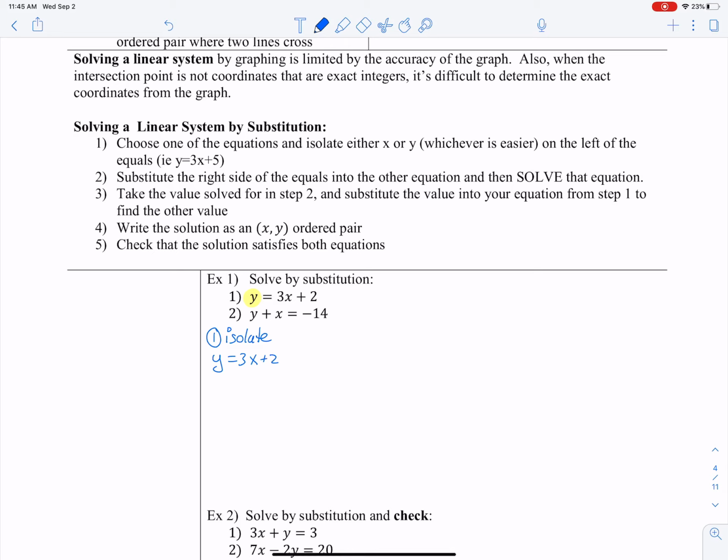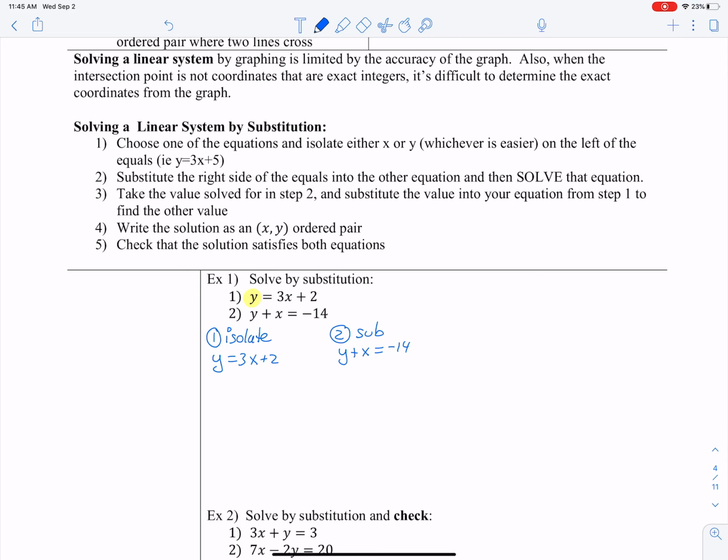For this time, our second step is to substitute. Okay, so we're going to take the other equation. So we're going to substitute the right side of the equals into the other equation and then solve that equation. So we're going to take the equation that doesn't have the highlighting, that we didn't choose. So I'm going to write that down. Y plus x is equal to negative 14.